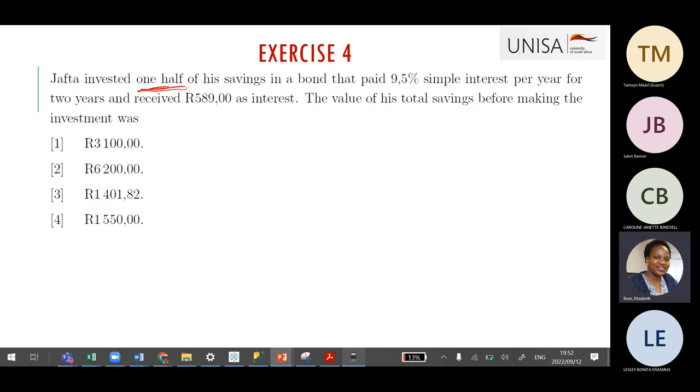So you need to be able to take any amount, take one half of it, and say that would be your investment, where you will get an interest. Remember interest: they would have calculated it using I = PRT, right? So you have your interest, you have your 9.5%, and you have your period of 2 years. So you can calculate your P, right? If you know what your P was, you will know what your interest is. And then they just want to know what his total savings will be.